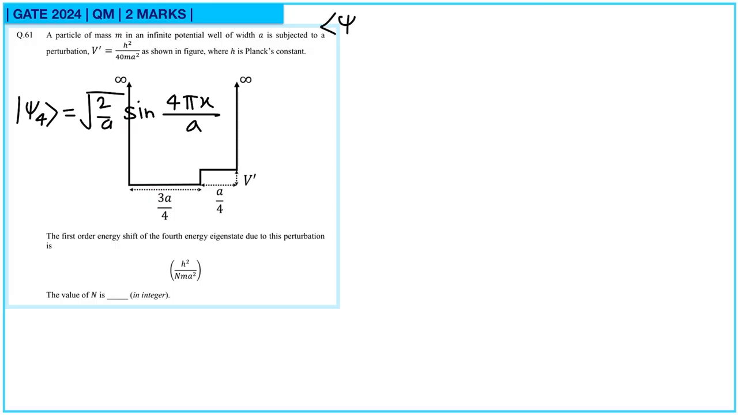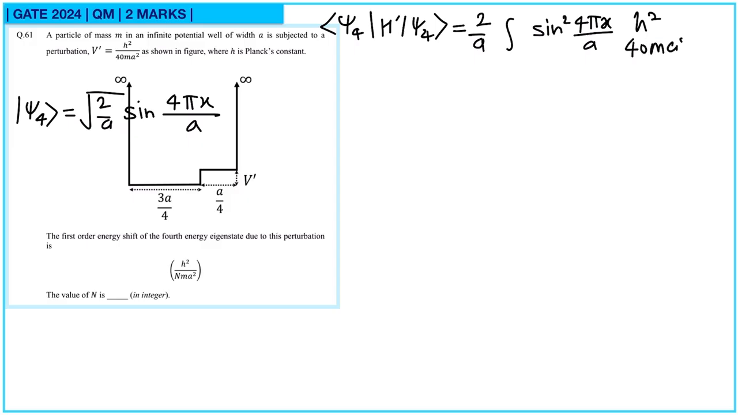So the first order correction will be psi 4 H dash psi 4, which is equal to root 2 by a, so we have 2 by a here, integration sine square 4 pi x by a into this V dash. V dash is ħ square upon 40 m a square into dx. Oh, it is not h cut. And this integration is from this part only, so this is 3a by 4 and this is a.